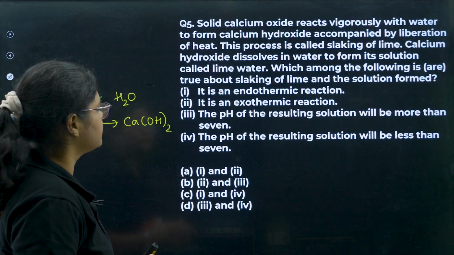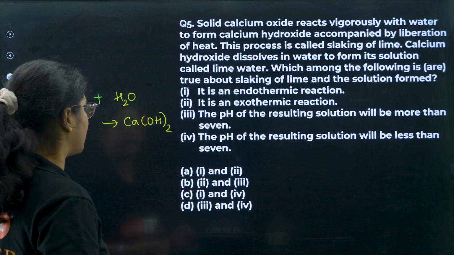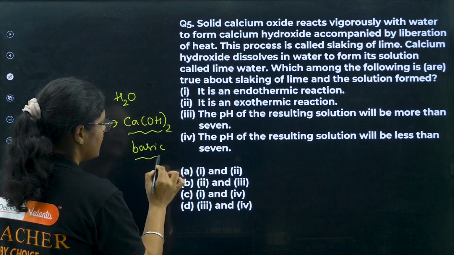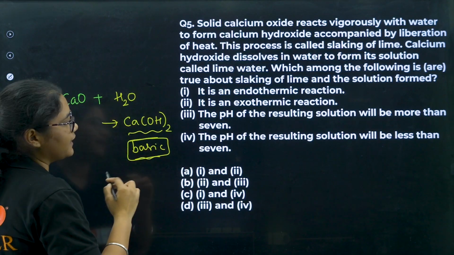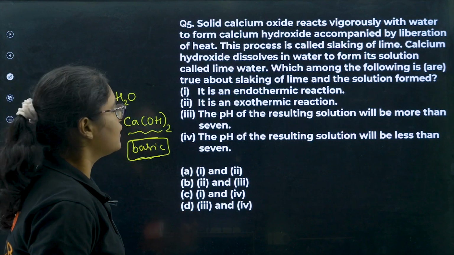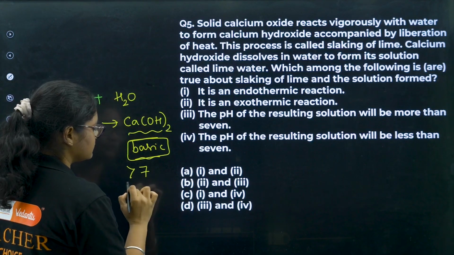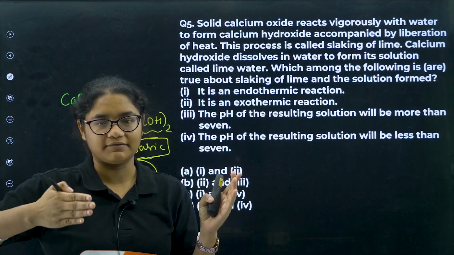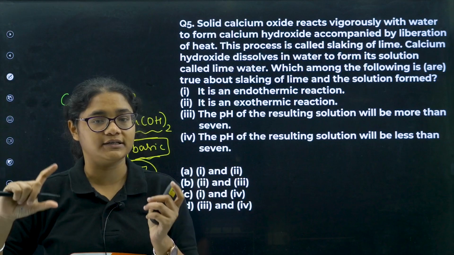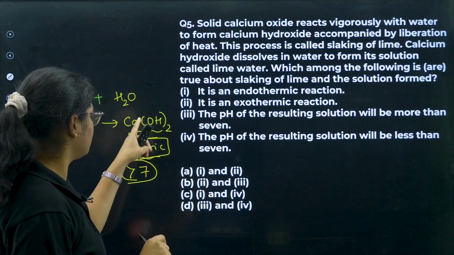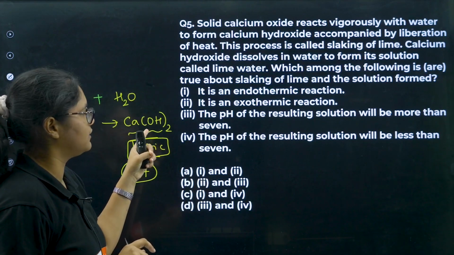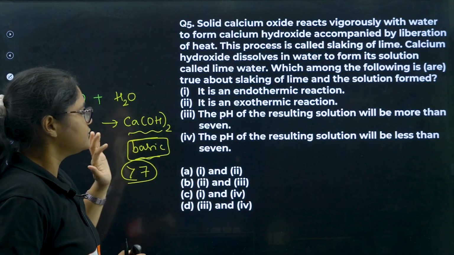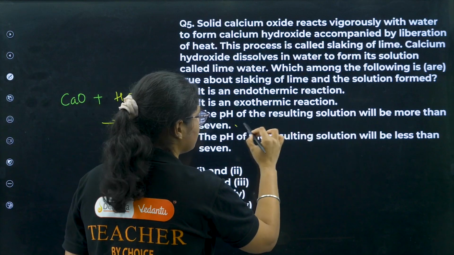Okay, so first of all you can see that this solution must be basic in nature, right? So if it is a basic solution, then what will happen to the pH of the solution? It will be more than 7, greater than 7, right? Because we know in the pH range 1 to 14, 7.1 to 14 is the pH range for the bases. Now here you can see OH is present, so if OH is present, it is a base, right? So we can say that the pH of the solution will be more than 7.